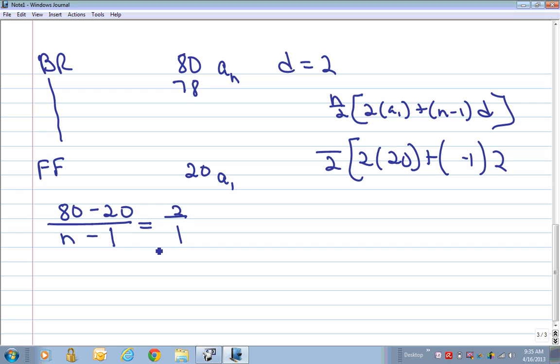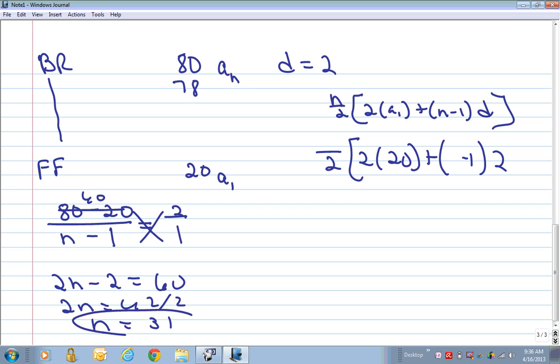I'm going to put 2 over 1, cross multiply, and solve. 80 minus 20 is 60, so this makes a pretty easy calculation. So I'm going to have 2 times n is 2n, minus 2 times 1 is negative 2, equals 1 times 60 is 60. I just cross multiplied there. And then I'm going to go ahead and solve. So I would add the 2 and get 2n equals 62. And then I would divide by 2, and my number of rows would be 31 rows.